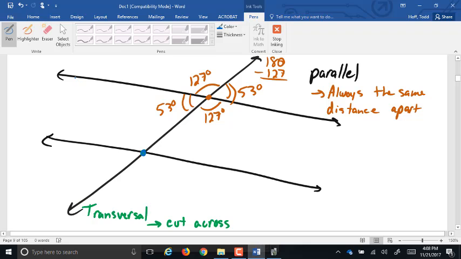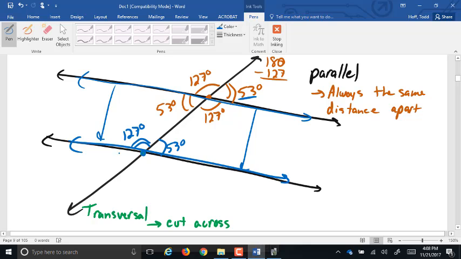if we think about it, these lines are parallel. If I took this line here and slid it over, it's going to fall right on top of this line, isn't it? So it makes sense that this angle here would also be 53. Of course, once I have that one, we can just go right around the loop. This is 127, this is 53, and this is 127.